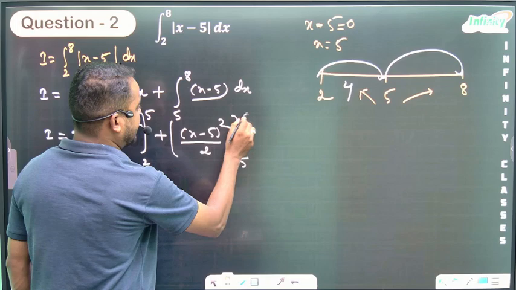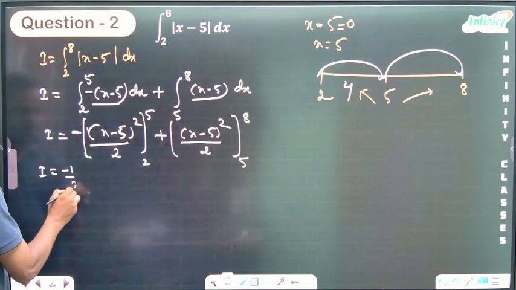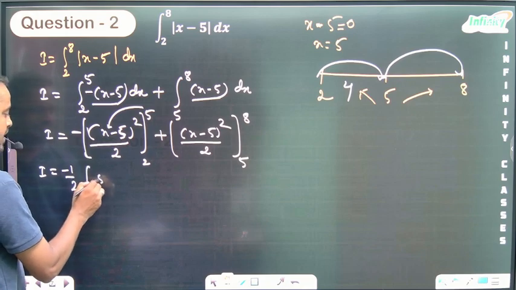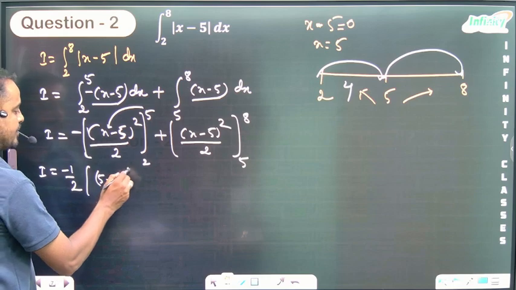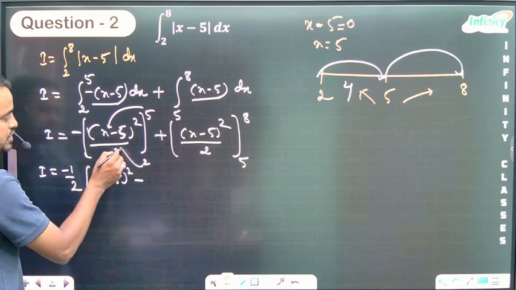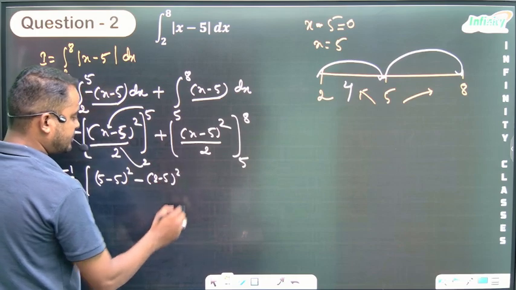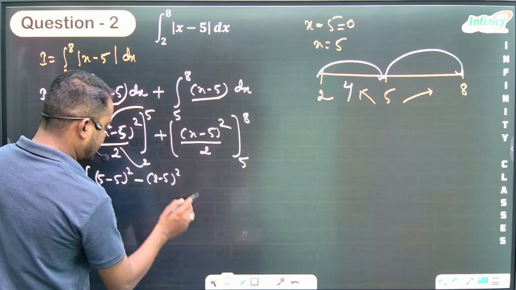Then 5 to 8. Now take minus 1 by 2, these two outside. Now substitute the upper limit first, that is 5 minus 5 whole square, then minus of the lower limit, that is 2 minus 5 whole square.